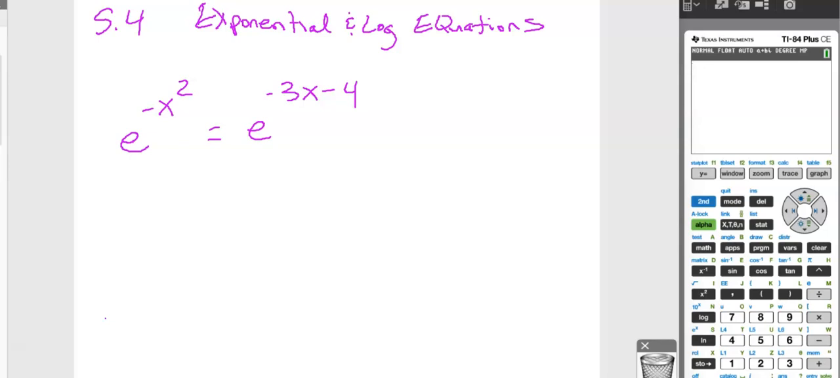This is 5.4, exponential and logarithmic equations. So we're going to solve a lot of equations here, example after example. Here you have a couple ways to do this problem. In the last two sections we've talked about how if the bases are the same, then the exponents are the same. So since they have the same base, you can literally just set the exponents equal to one another.